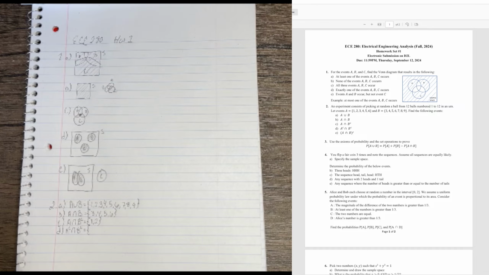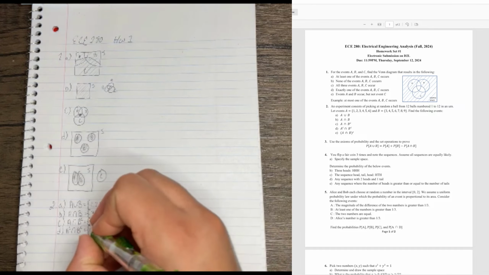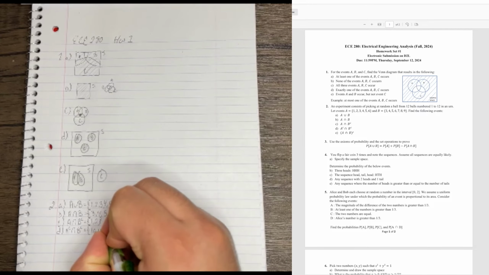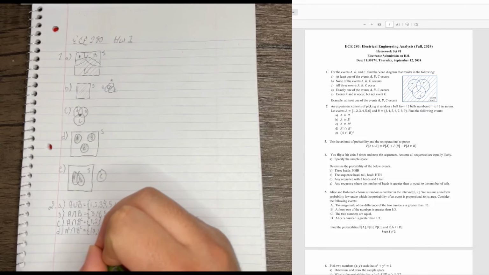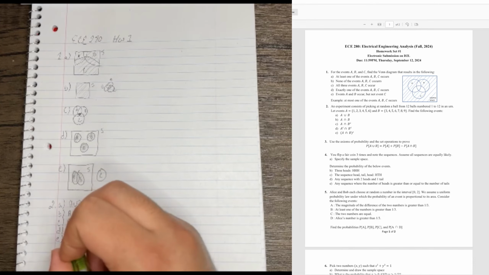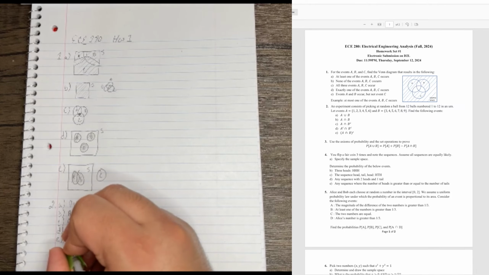So 10, 11, 12. 10, 11, and 12, because 0 is not included, correct? Correct. E. It's a bit more complicated.